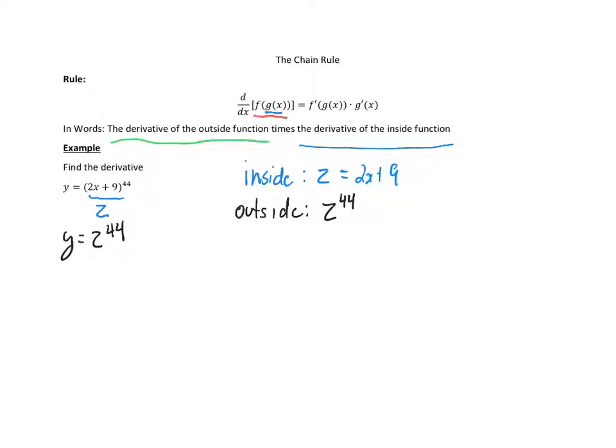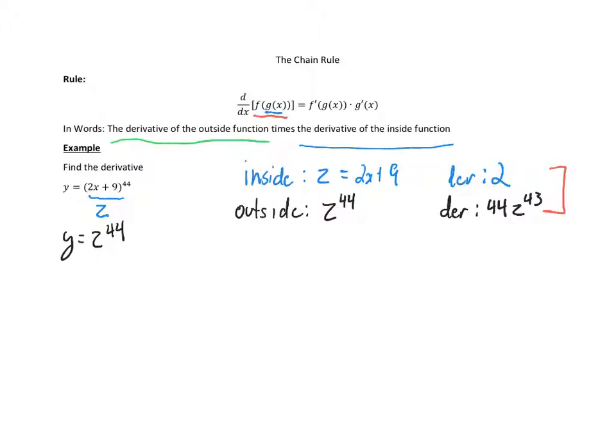So now what we have is the derivative of the outside function times the derivative of the inside function. That's what we want to find. So we made an inside function and an outside function. We're going to find the derivative of each. The derivative of 2x plus 9 is just 2. The derivative of z to the 44th is 44z to the 43rd. So what we've done is we named the inside and the outside, and we took the derivative of each.